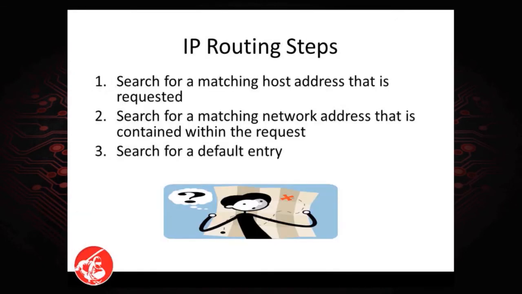So what are the steps of IP routing? We search for a matching host address that's requested. We search for a matching network, and we search for a default entry. So from the attack standpoint, I just try to corrupt or send out bogus routing information to cause the traffic to go another direction. And in fact, go through me, the attacker.